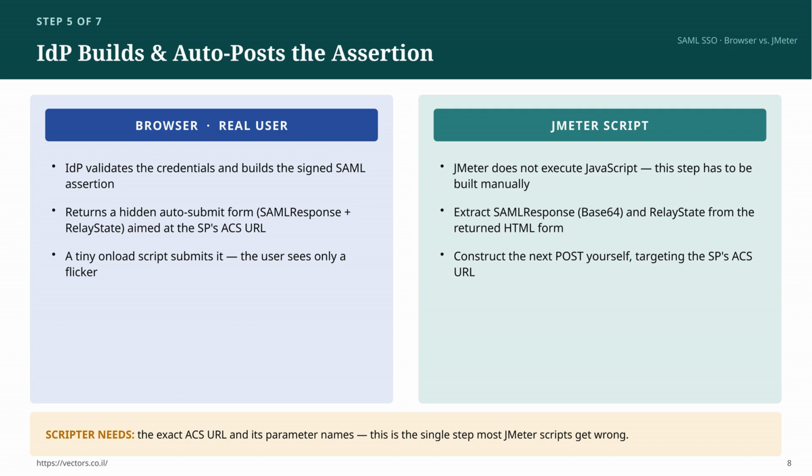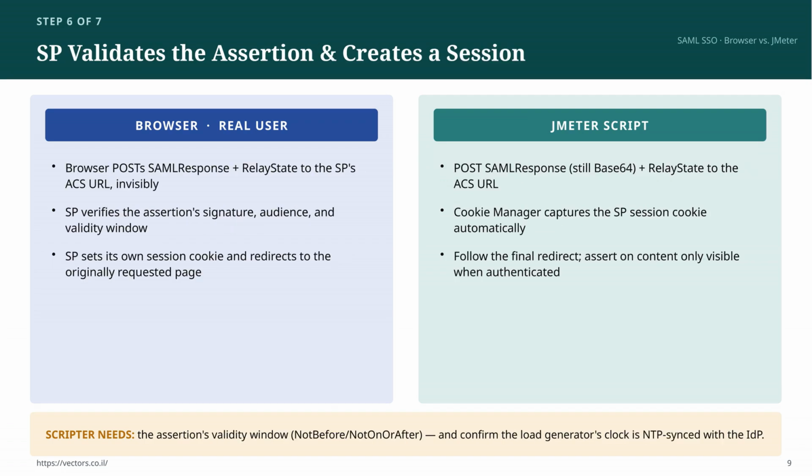Pause. The browser posts that assertion to the service provider's ACS URL. The SP verifies the signature, checks the assertion is from the right audience and still within its validity window, then sets its own session cookie and redirects the user to the page they originally asked for.